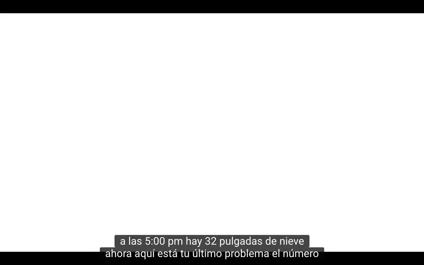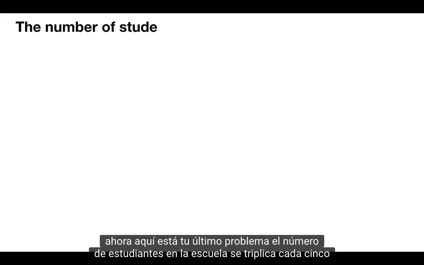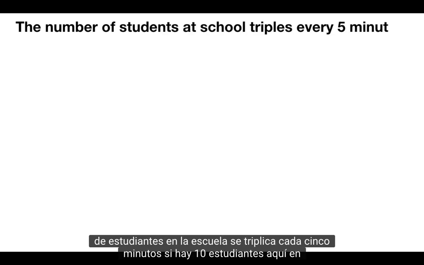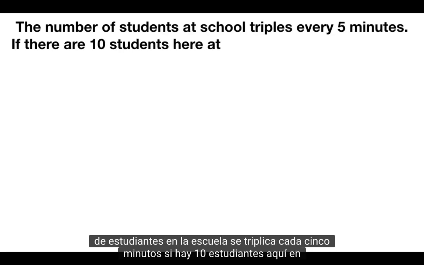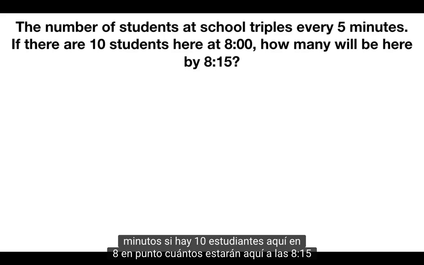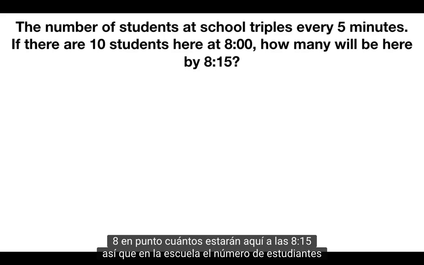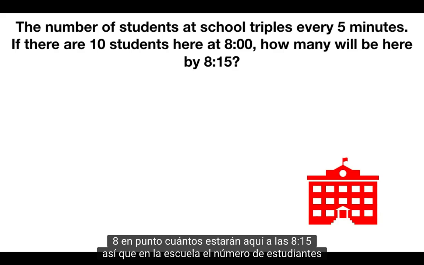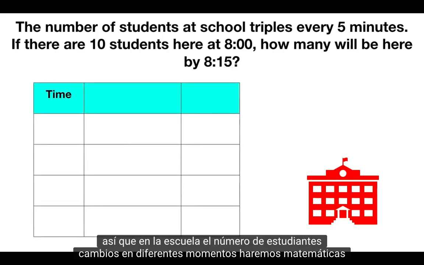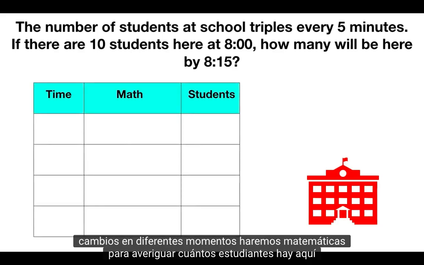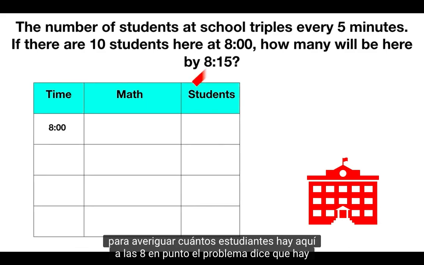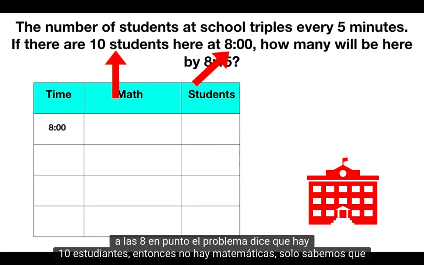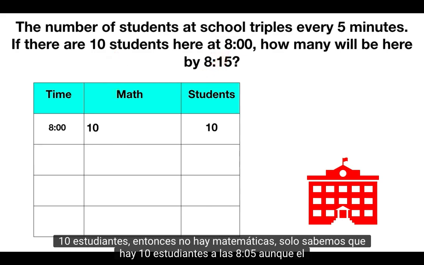Now here's your last problem. The number of students at school triples every 5 minutes. If there are 10 students here at 8 o'clock, how many will be here by 8:15? So at school, the number of students changes. At different times, we'll do math to figure out how many students are here. At 8 o'clock, the problem says there are 10 students. So no math, we just know that there are 10 students.